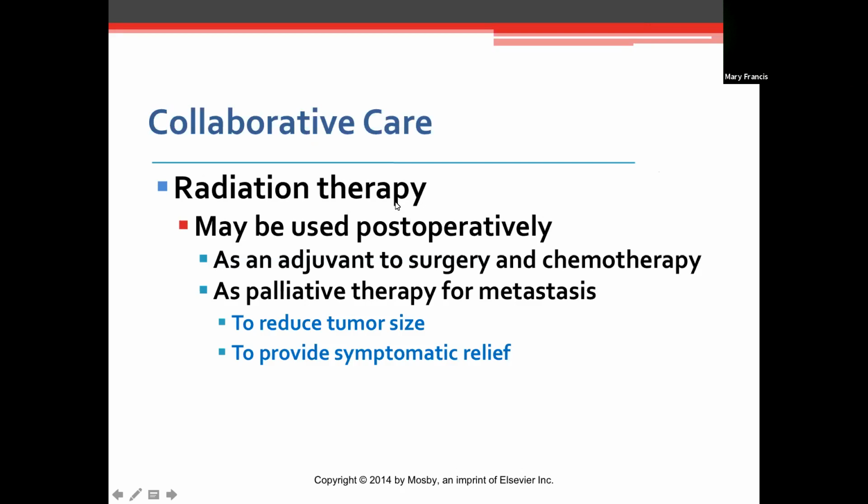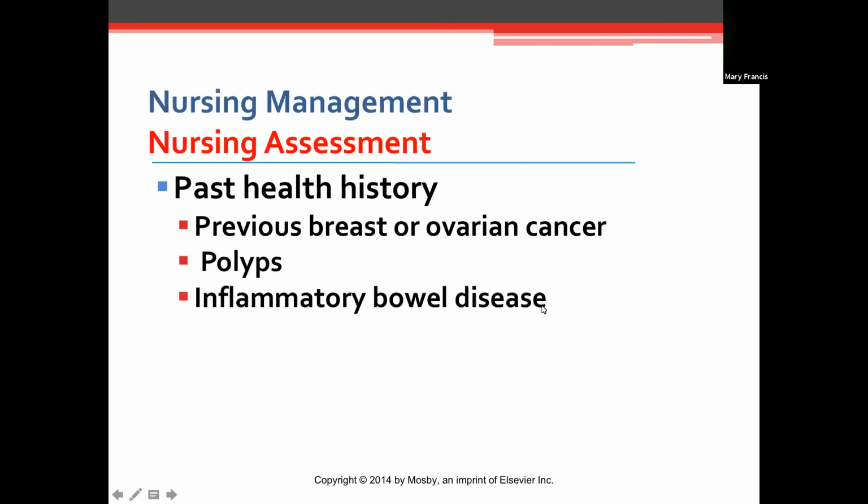Radiation therapy could be used post-operatively. They don't typically like to do it pre-operatively because it can damage the skin. It's used as an adjunctive with surgery and chemo. It's palliative therapy for metastasis in that it can help to reduce the tumor and to provide symptomatic relief.